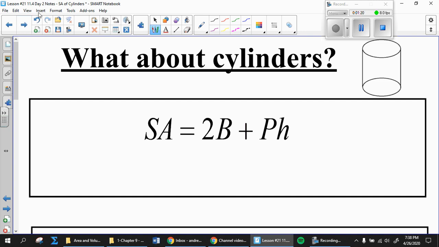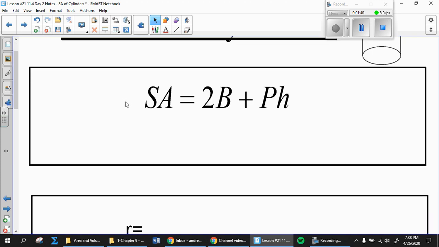The formula that we're using today comes from the formula we use for prisms, 2B plus Ph: 2 times the area of the base plus perimeter of the base times the height of the solid. What's going to change is we know the base is a circle. So instead of putting area of the base, we use the formula for area of a circle. Same thing here: instead of perimeter of the base, we're going to be finding circumference of the circle.